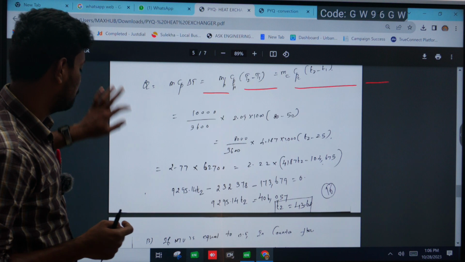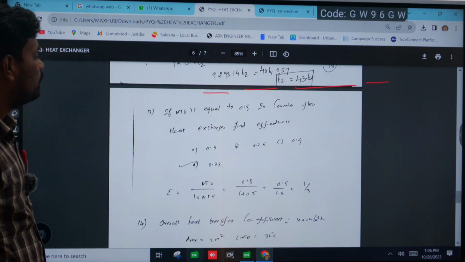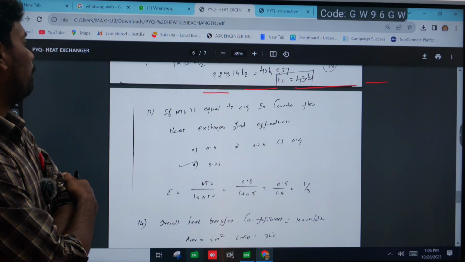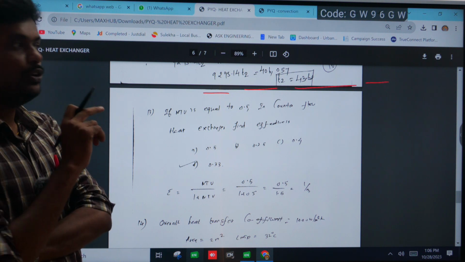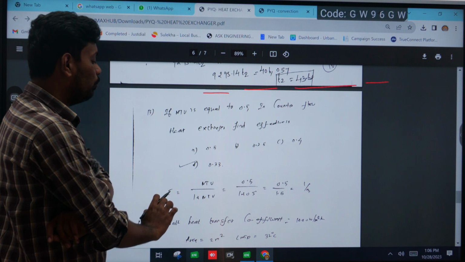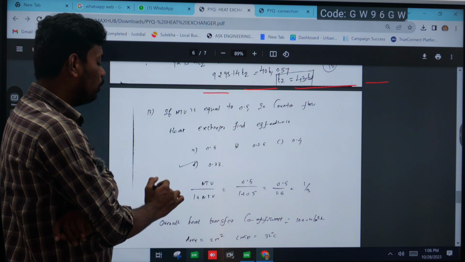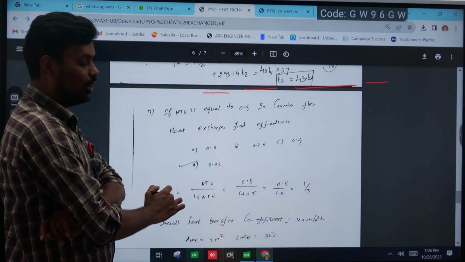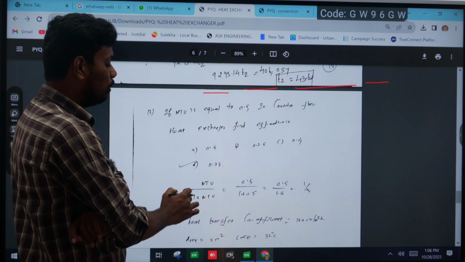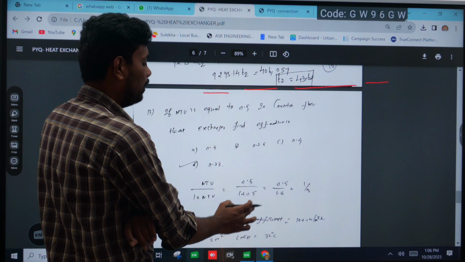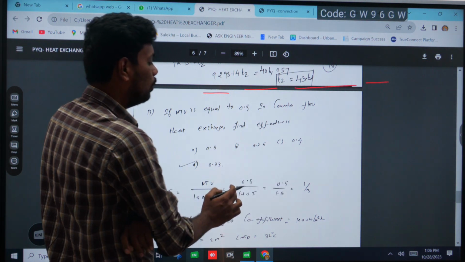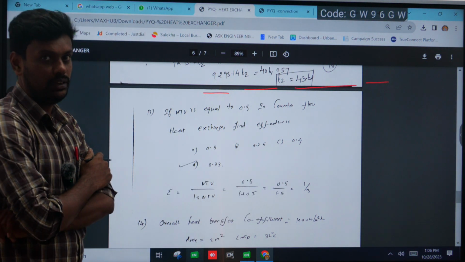Okay, next. If NTU is equal to 0.5 in a counterflow heat exchanger, find the effectiveness. As I have told you already, if they give you the NTU value, then you have to use the effectiveness formula. Effectiveness is equal to NTU by 1 plus NTU. NTU is given, which is 0.5 by 1 plus 0.5, so 0.5 by 1.5 equals 1 by 3. 1 by 3 means 0.33, right?